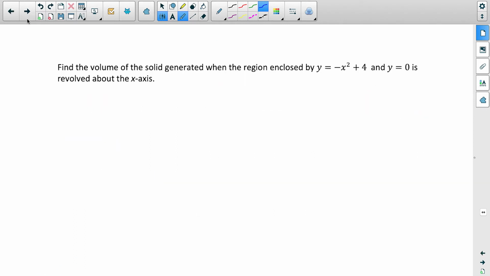Okay, let's do a couple of questions here. Find the volume of a solid generated when the region enclosed by y equals negative x squared plus 4 and y equals 0 is revolved about the x-axis. Can you believe you're about to solve this question? This is getting pretty tough.